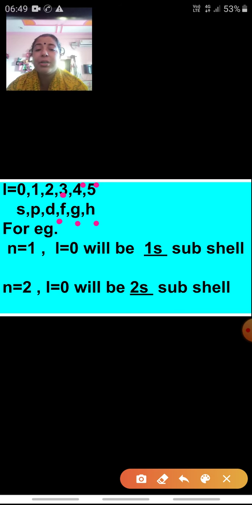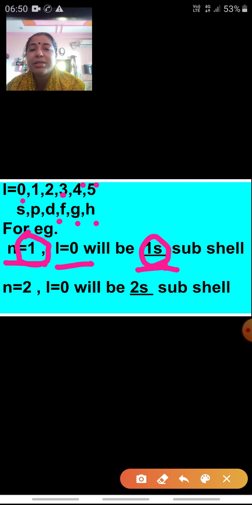Now, for example, suppose we have the value of n as 1. That means the principal quantum number is 1. Then the azimuthal quantum number will only be 0. So, 1, 0 are the values of n and l. That means it is equal to 1s subshell. The electron is present in the 1s subshell. 1 means the value of n, and s means the value of l is 0.